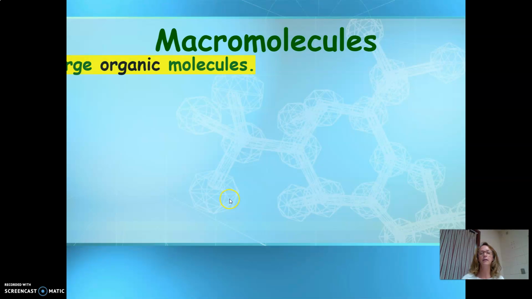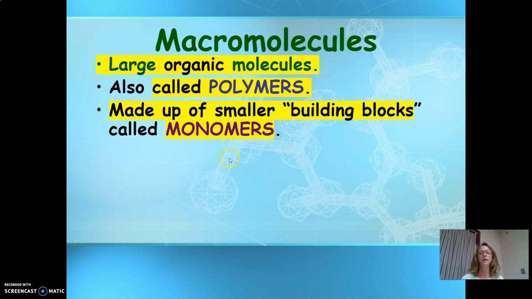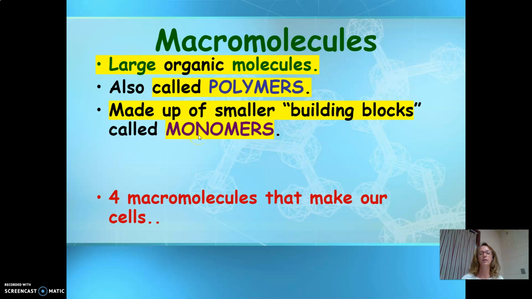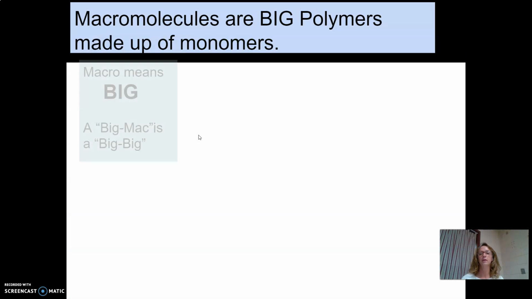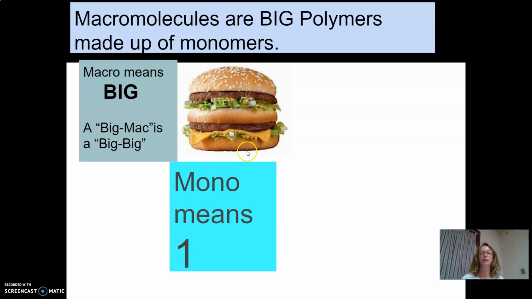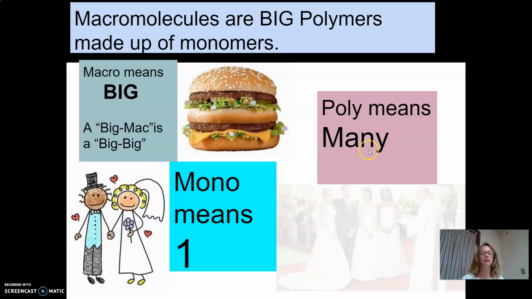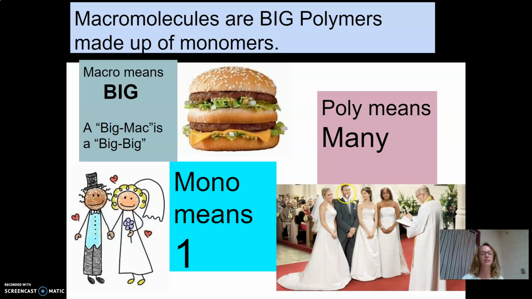So what is a macromolecule? Macro means big. They are made of things called polymers, and a polymer is made of a monomer. So let's look at what those words mean. The word macro means big. When you eat a Big Mac, you're actually eating a big because macro means big. So kind of dumb. Mono means one, which is like monogamy when we are married to one person for life. And poly means many. So there are some cultures and religions, even in our country, that allow for polygamy. So they're allowed to be married to many people.